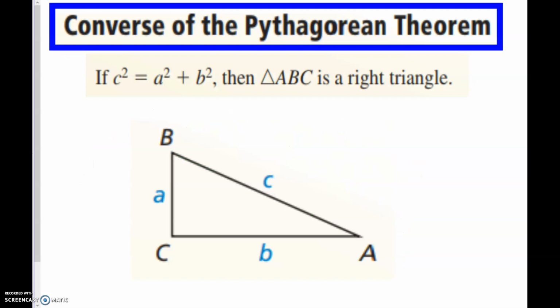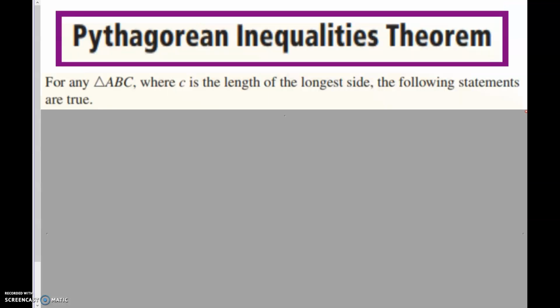All right, the converse of the Pythagorean theorem. If we don't know whether this is a right angle, we want to find out. If you take the two shorter sides, the two legs, a squared plus b squared, and it comes out equal to the longer side squared, then it has to be a right triangle.